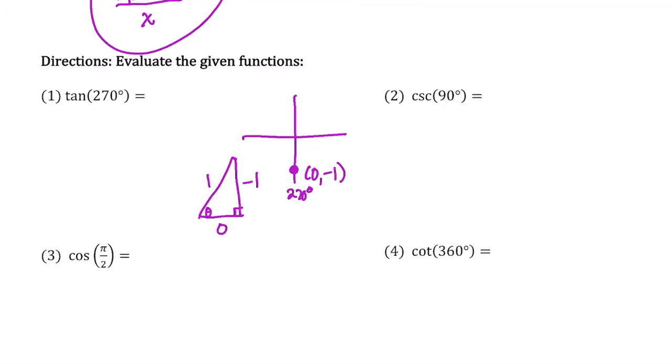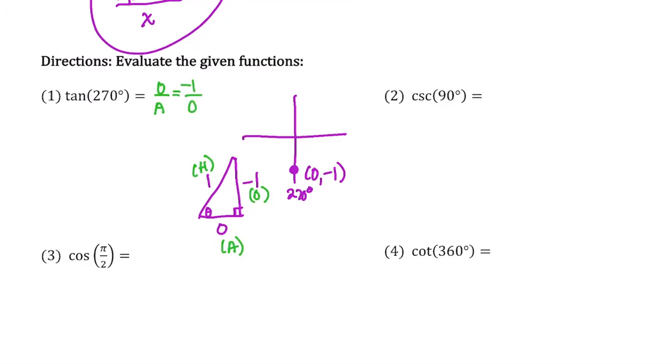Opposite of my angle would be this side here. Hypotenuse is the one across from the 90. Adjacent is the one next to it that's not the hypotenuse. So if tangent is opposite over adjacent, my opposite side is going to be -1 over my adjacent side, which is 0.